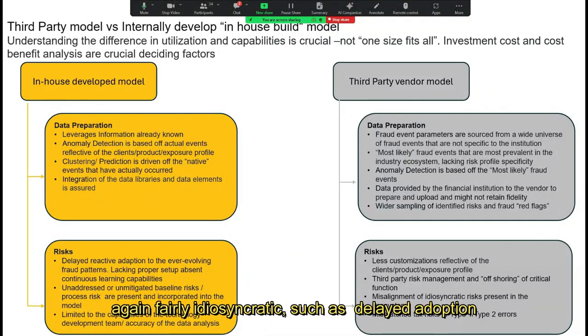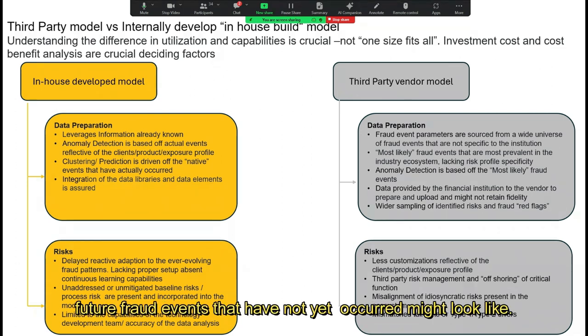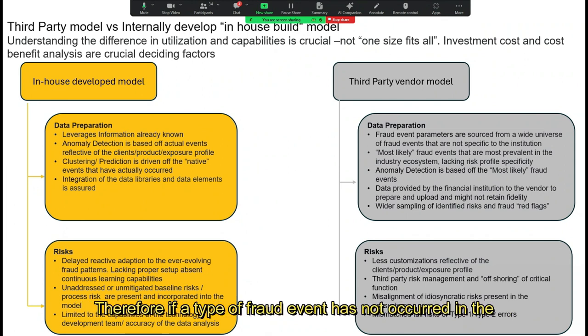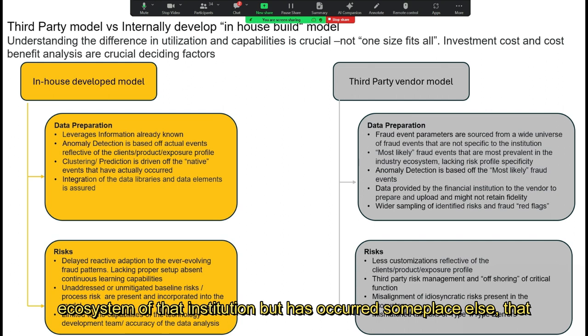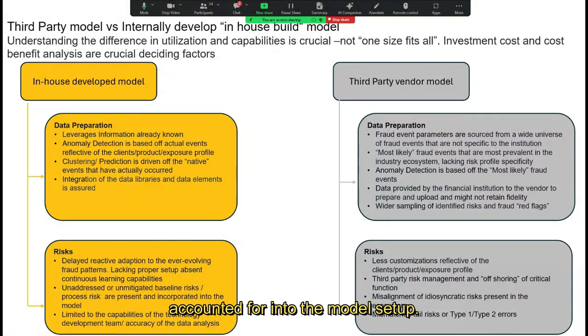However, there are risks to the in-house developed model. The risks are, again, fairly idiosyncratic. Delayed adoption of ever-evolving fraud patterns. For example, a financial institution isn't necessarily set up to identify and design what a future fraud event that has not occurred might look like. Therefore, if a fraud event has not occurred in the ecosystem of that institution but has occurred someplace else, that type of fraud, or that type of fraud loss, to be more accurate, would not necessarily be accounted for in the model setup.